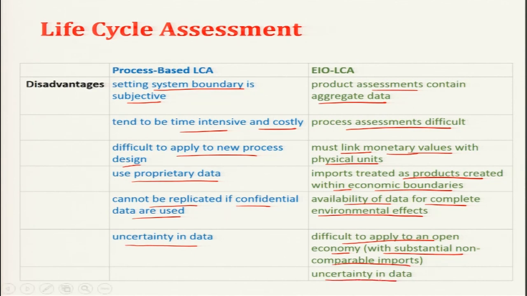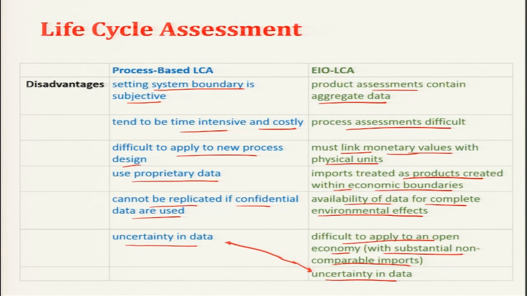Uncertainty in data is there in both the cases because we are modeling, and as I said, this is kind of simulating. With any model, the model is trying to simulate the real situation, and when we try to simulate or replicate the real situation, there are certain assumptions. EIO-LCA also has certain assumptions, and those assumptions bring in the uncertainties. So those uncertainties are here in both process-based and EIO-LCA tools.